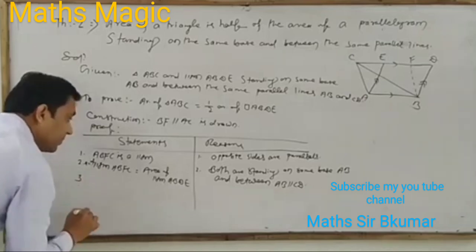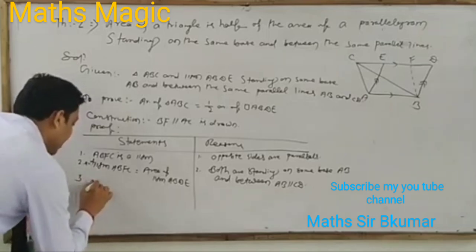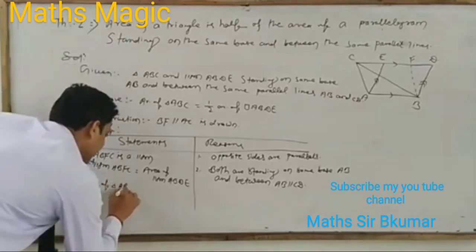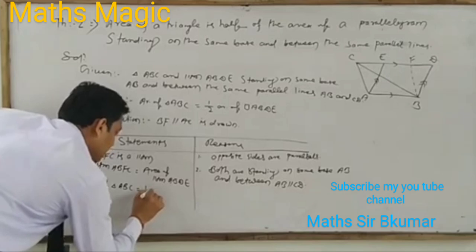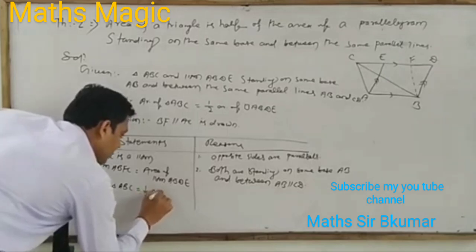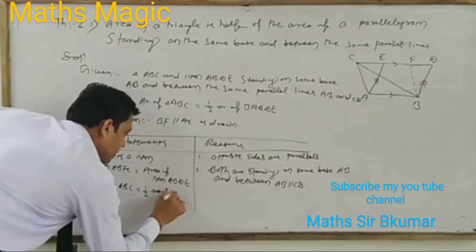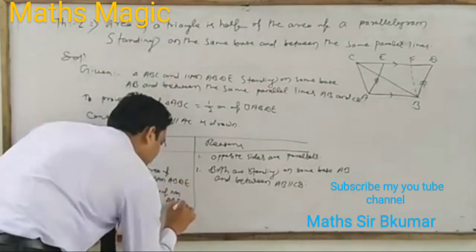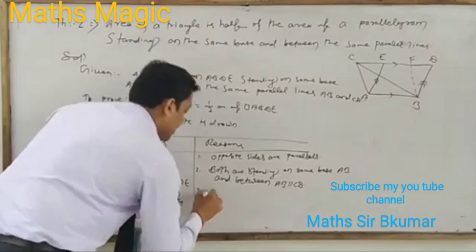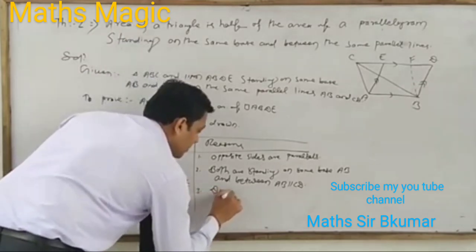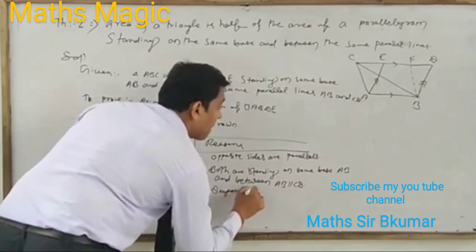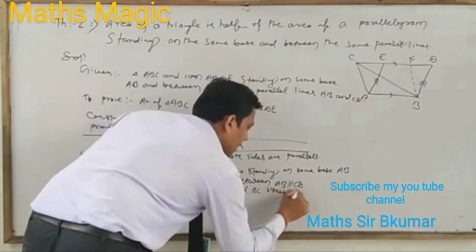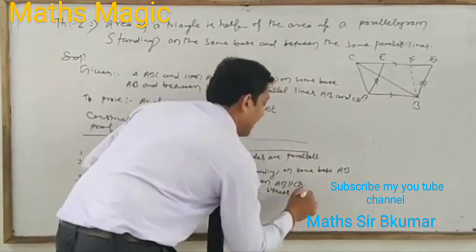After that, in number three, area of triangle ABC is equal to half the area of parallelogram ABFC, because diagonal BC bisects parallelogram ABFC.